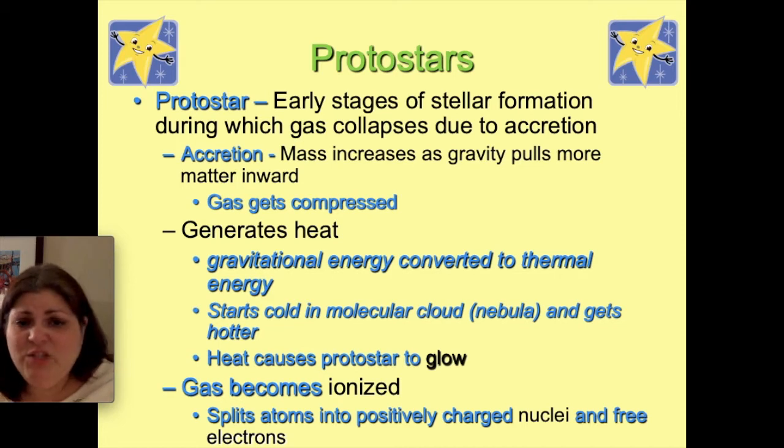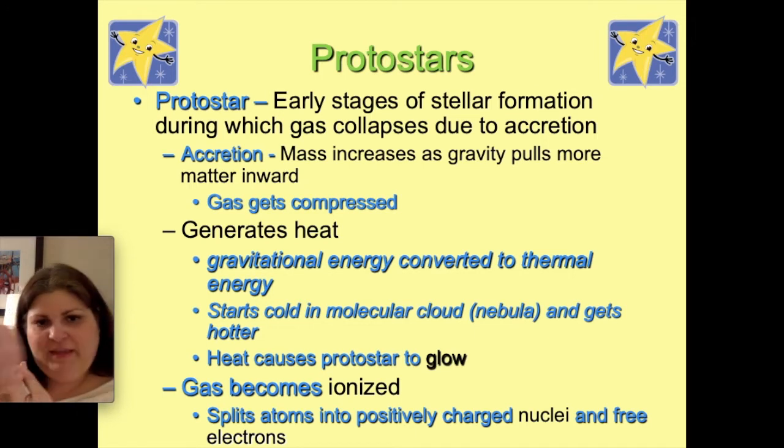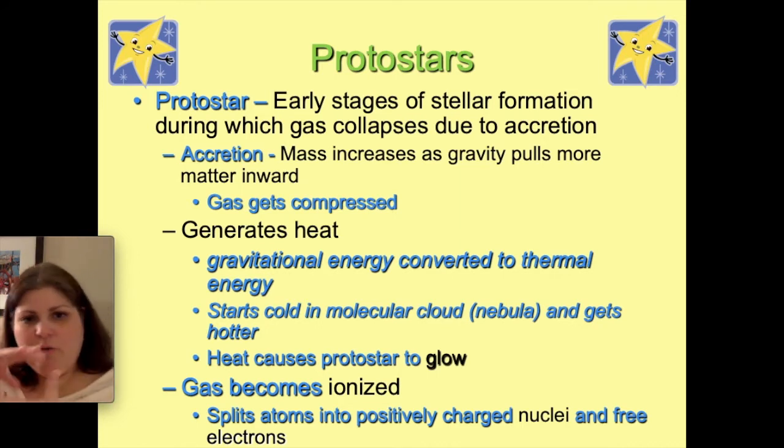It's notable that while that's happening, the gas becomes ionized. An ion is a charged particle. In that protostar, it's generating enough heat that the nuclei of the atoms no longer have the electrons floating around them. They separate, and we've got the nuclei and the separate electrons, and they're no longer orbiting one another.